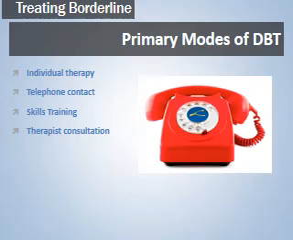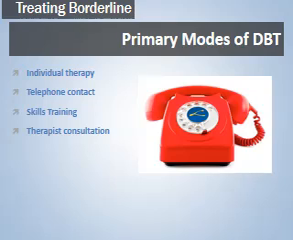The primary modes of treatment in DBT include individual therapy, telephone contact, group skills training, and therapist consultation. Individual therapy: the individual therapist is the primary therapist, with the main work of therapy being carried out during these sessions. Telephone contact is used to provide the client help and support in applying skills learned between sessions and to help find ways of avoiding self-injury.